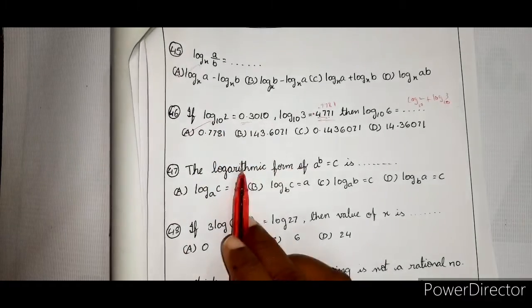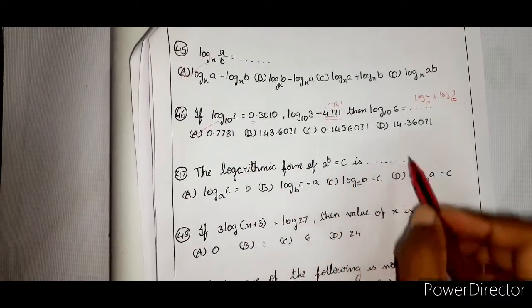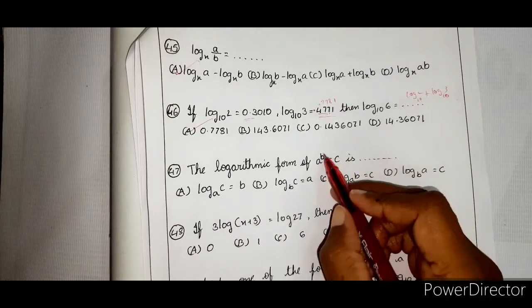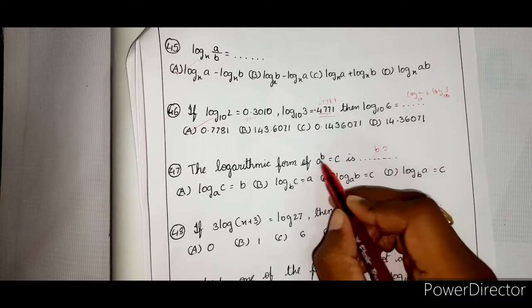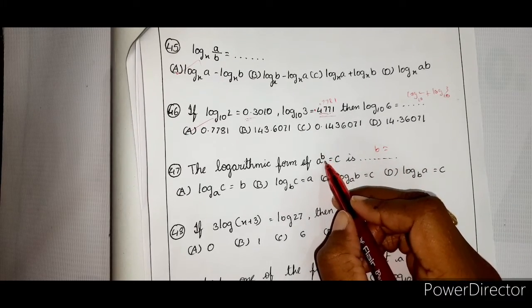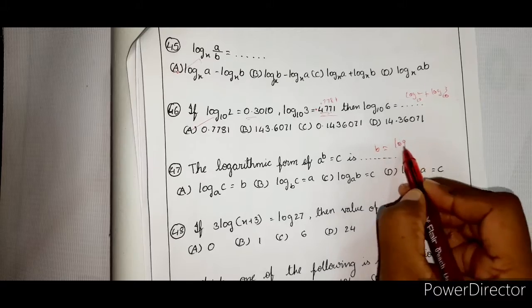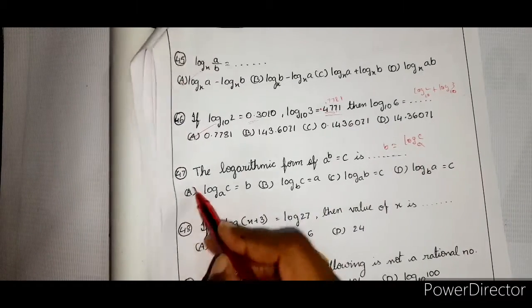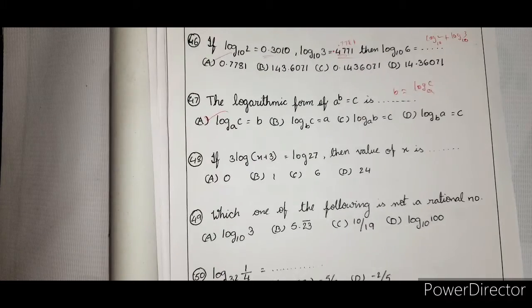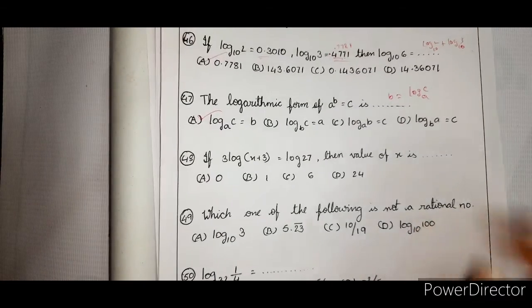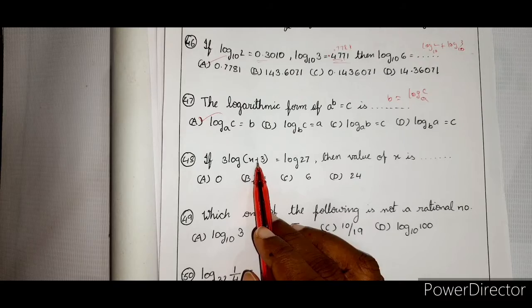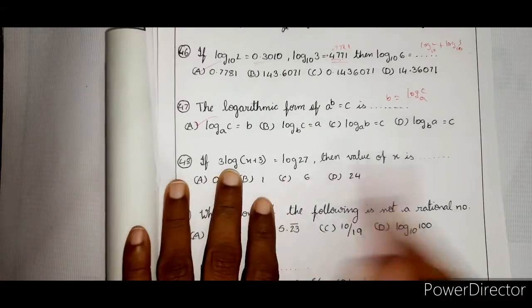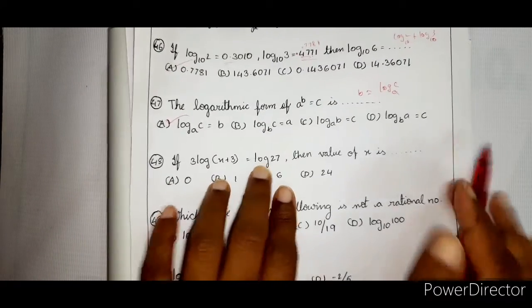First option. The logarithmic form of a power b equal to c: b is defined as log c base a. B is equal to log c base a. All more fundamentals. Right?